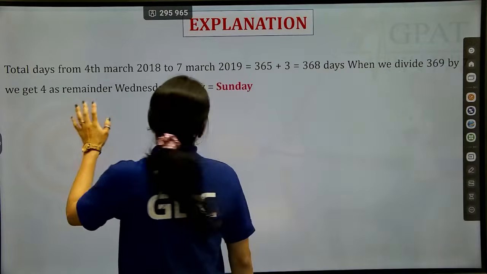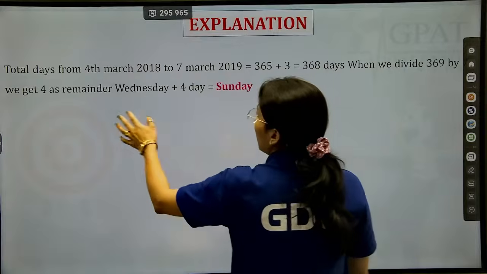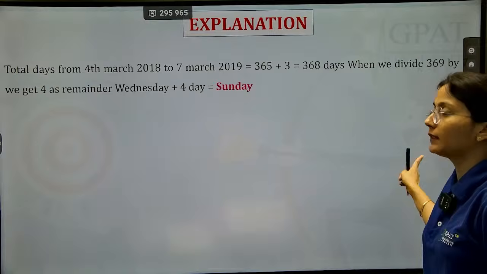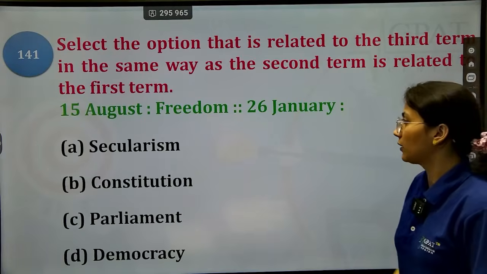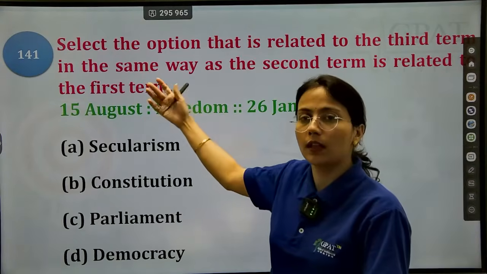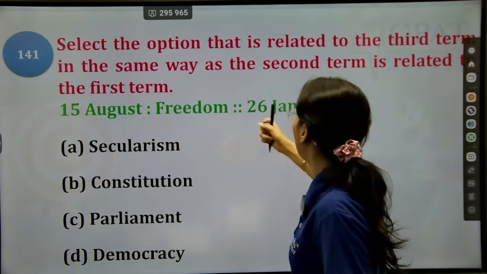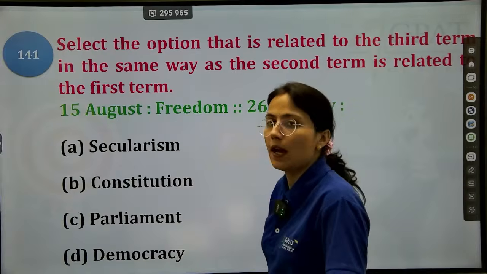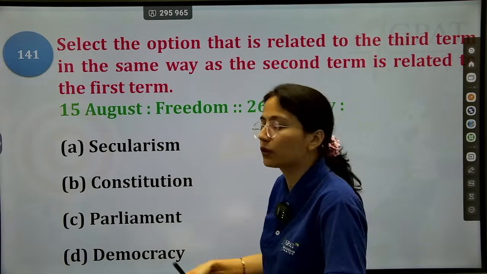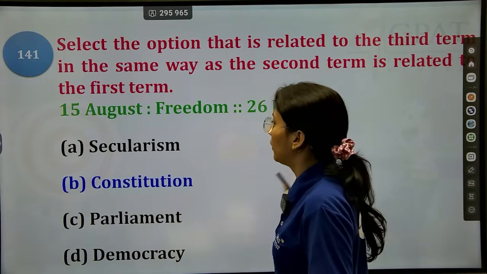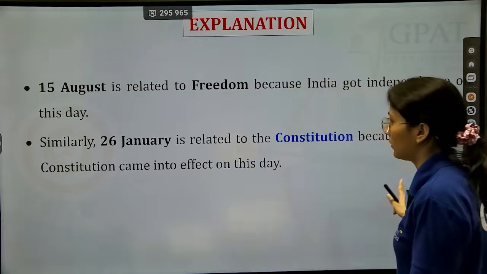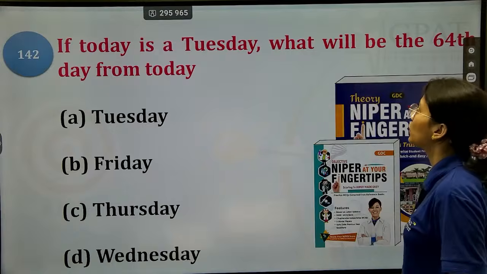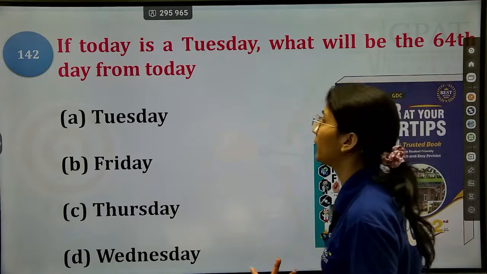Dividing by 7, we will get 4 remainder. Wednesday plus 4 days is Sunday. So 15 August is for freedom, and 26th January is for secularism, constitution, parliament, democracy. As we know, 26th January is for constitution. So option number B is correct. Now if today is Tuesday, what will be the 64th day from today?